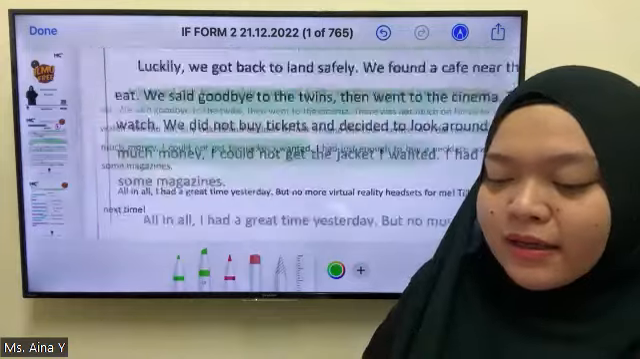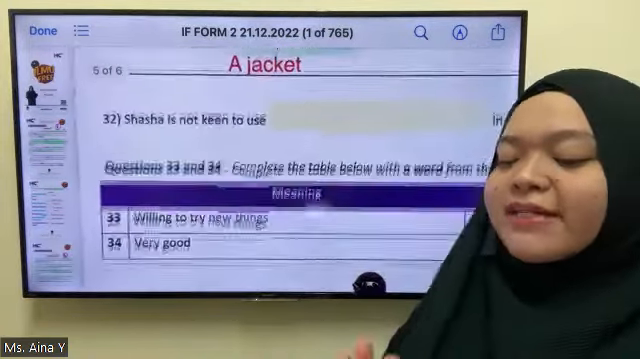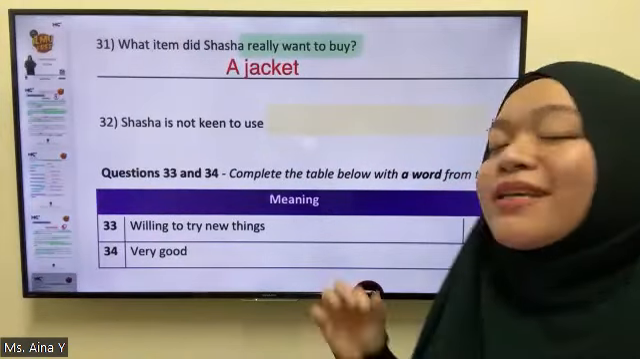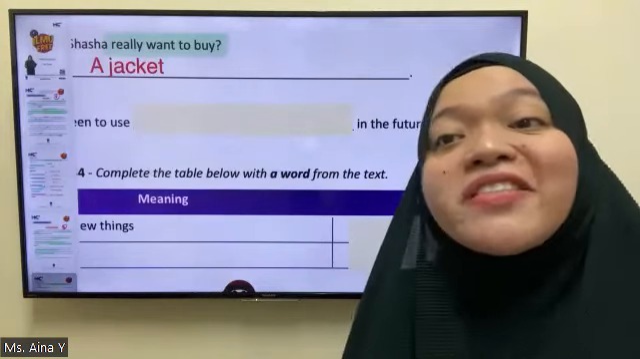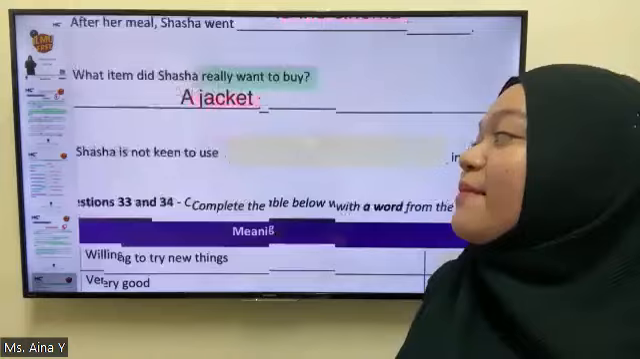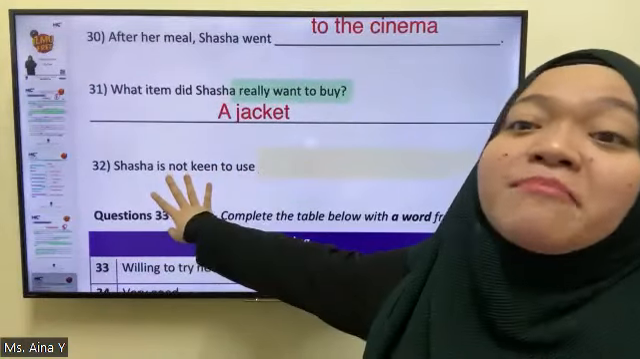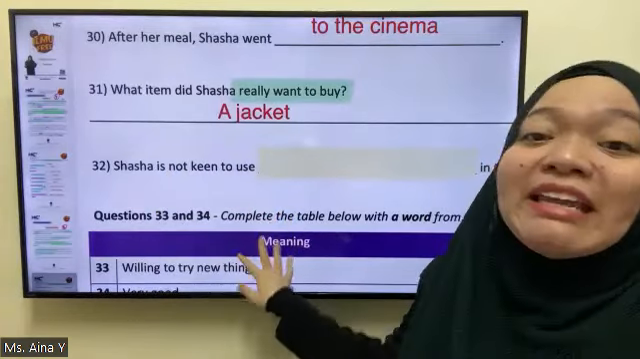Okay. Sikit lagi. If you want. Number 32. Shasha is not keen to use blank in the future. What was the thing that she was not keen to use? Tak keen tu apa? Maksudnya ayat ni adalah dia tak gemar atau tak berminat nak cuba lagi. Itu maksud keen lah. Okay.